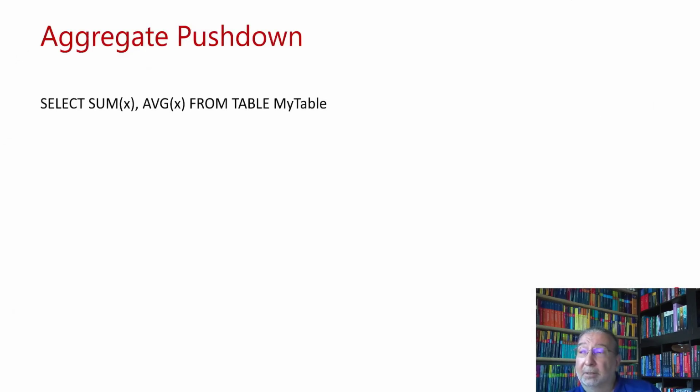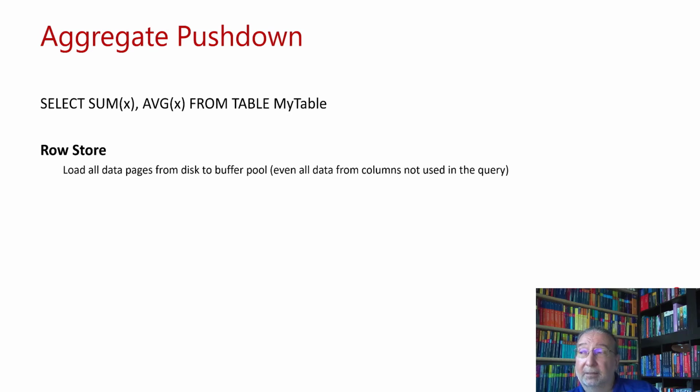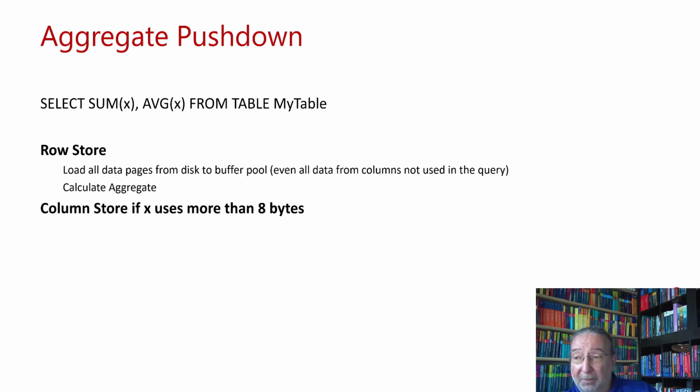The same goes for aggregate pushdown. If we change the query to we want the sum or the average from a certain column in a table, in row store, again, it has to read each and every row and process each and every row, then find the column X in it and add up and average out the columns. In column store, if it's more than 8 bytes, it only needs to read column X, which saves a lot.